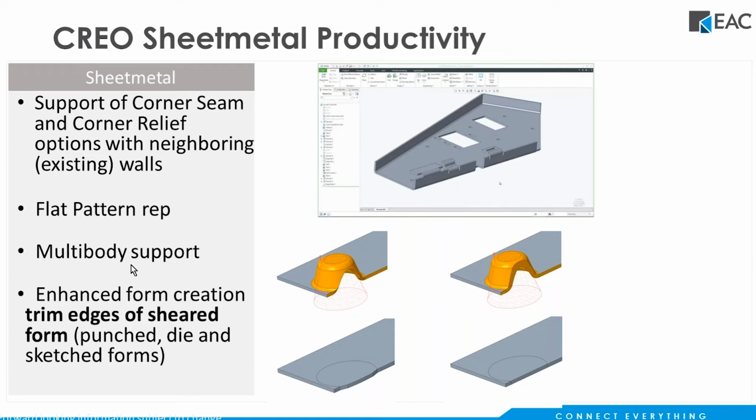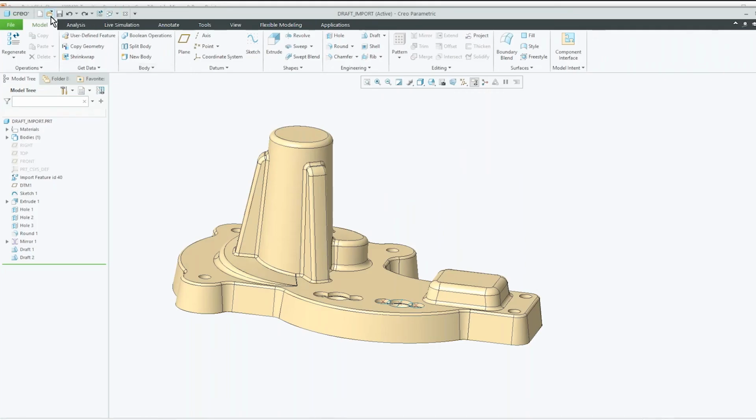But multi-body means we can have multiple bodies in the same PRT file. And then when we make a flat pattern, we could always make it as a family table instance, but we can now make it as a simplified rep version as well. So let's take a look at a sheet metal part here just for a second.